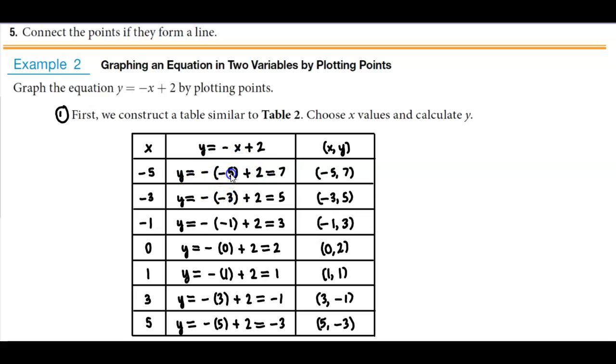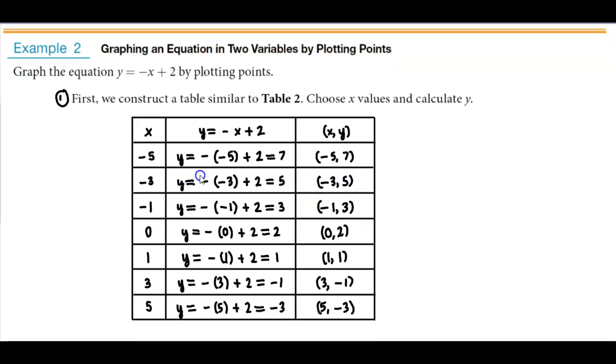So when we plug in negative 5 for x, the negative symbol is fixed in the equation. So we're going to get a negative times a negative 5 plus 2. Well, that becomes positive 5 plus 2, which is equal to 7. So the first ordered pair has an x coordinate of negative 5 and a y coordinate of 7. Next, y equals, we're going to substitute in negative 3 for x. A negative times a negative makes that a positive 3 plus 2, which is equal to 5. And therefore, that ordered pair is x coordinate negative 3 and y coordinate 5.